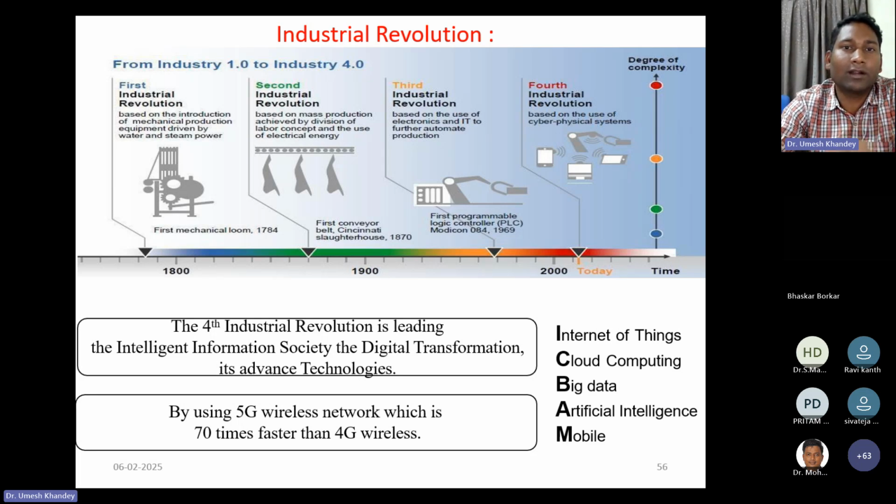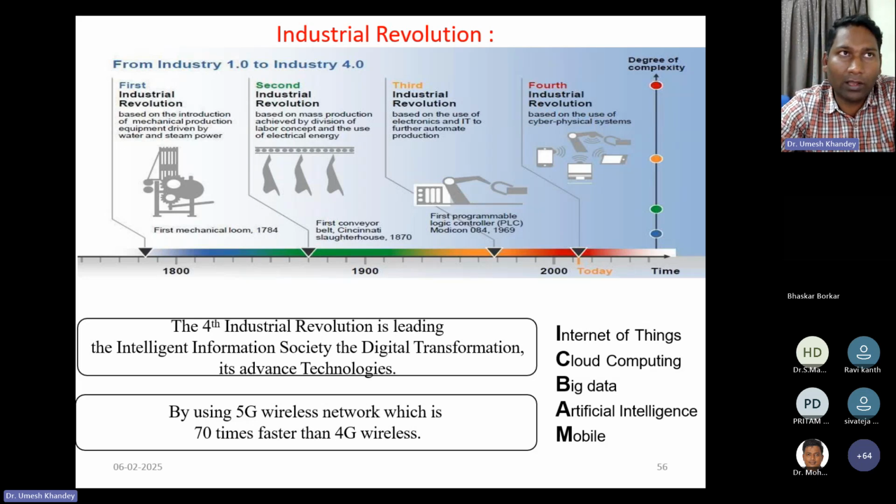automation started. So what was happening was that once human intervention started at the initial stage, after some time it reduced the human intervention in the processes carried out for manufacturing any product. So here the automation started. One of the major roles is played by the PLC, programmable logic controller. So this is under the third industrial revolution.